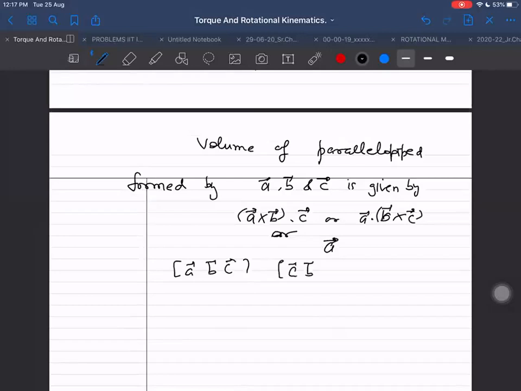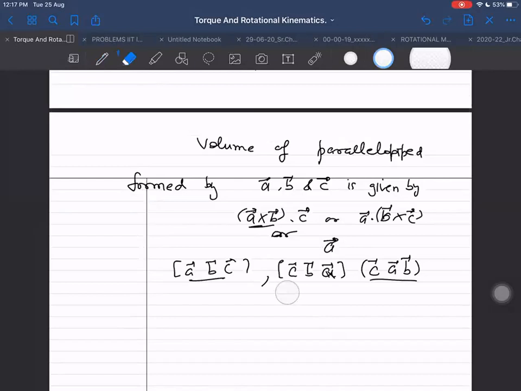Cyclic order: ABC, BCA, or CAB. Not BAC. BAC means the order is reversed. I cannot take BAC. I did something wrong here. Not CBA, sir. CAB, sir, it was. BCA. Yes, sir. Now it's correct, sir.